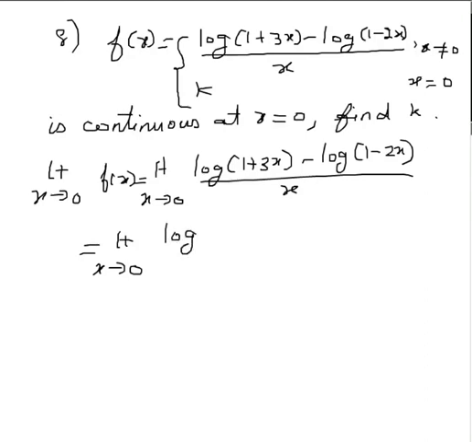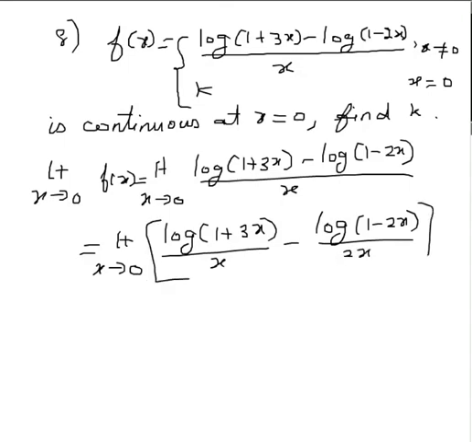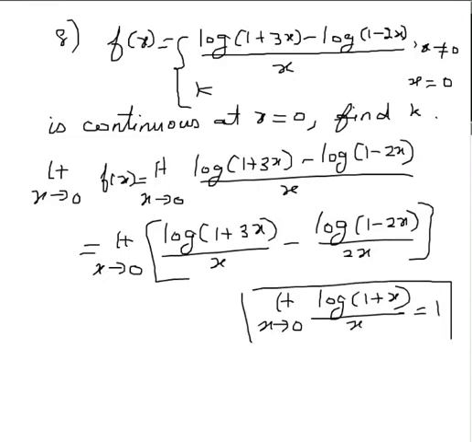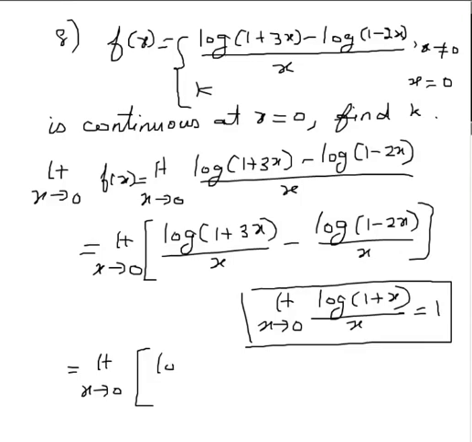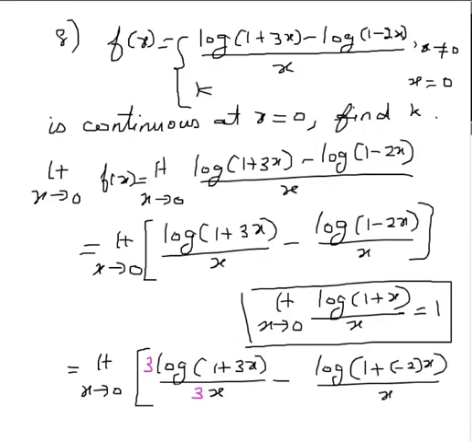Limit extending to 0 of, let us split this into two terms. We are going to use this limit formula: limit extending to 0 of log of 1 plus x divided by x is 1. To use this formula, we will write this as log of 1 plus 3x by x. We will multiply both numerator and denominator by 3. Similarly, the formula has a plus sign, so I will write it as minus 2 times x by x. For this term, I will multiply by minus 2.